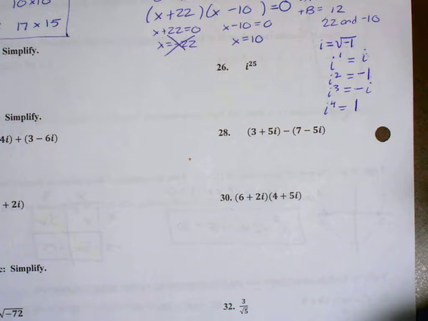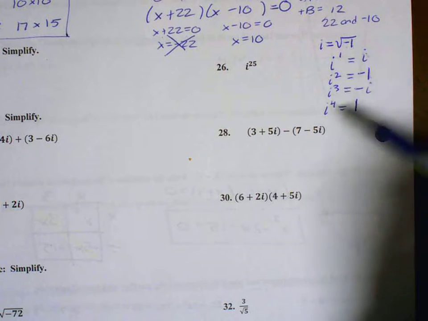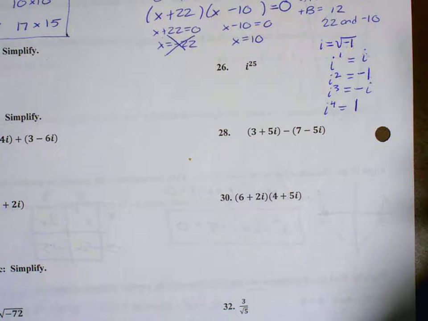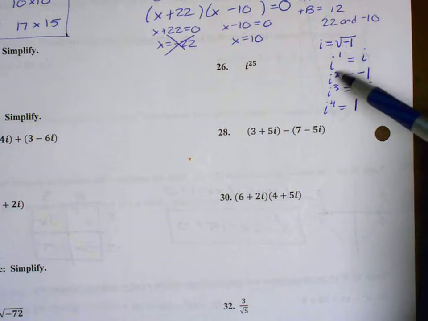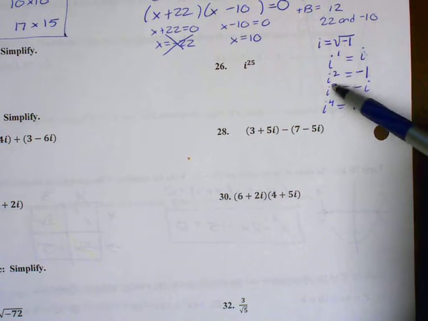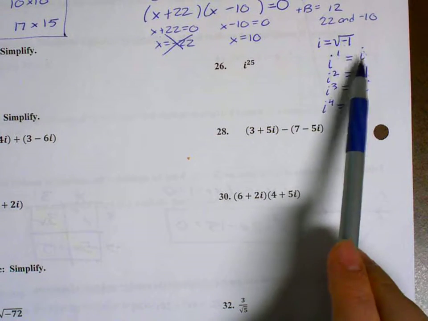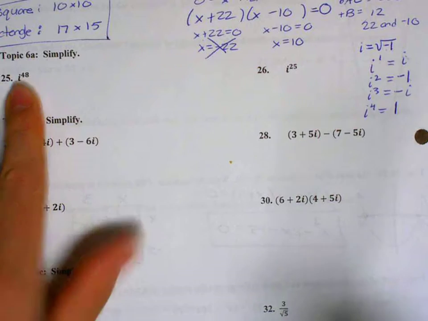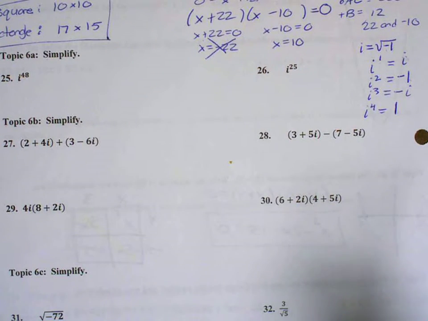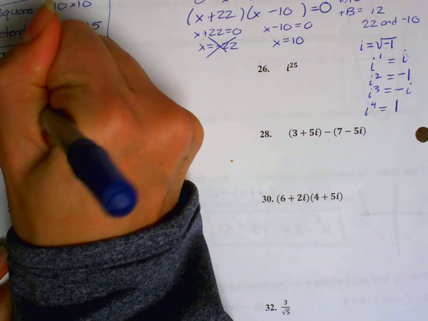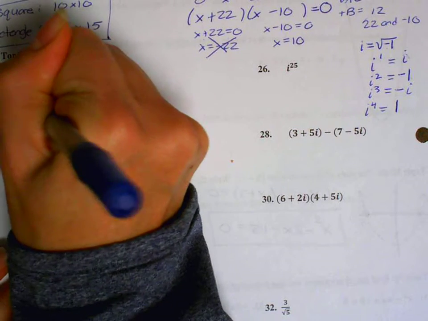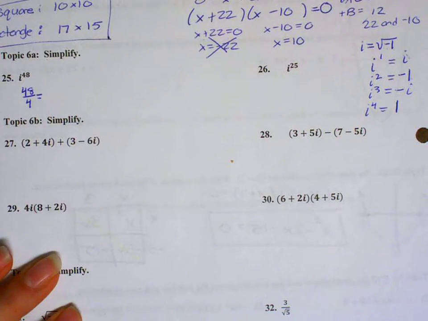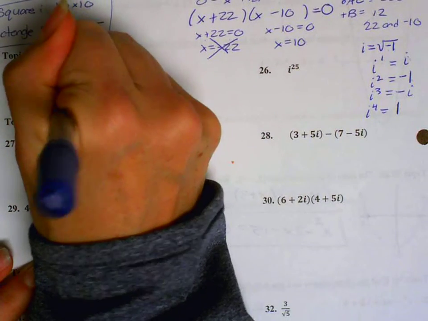So if I had a small enough number, I could actually write these on my paper and go through. Say I had i to the 9, and I wanted to know what it equaled, I could say 1, 2, 3, 4, 5, 6, 7, 8, 9. And I would know i to the 9 equals i. But if I have bigger numbers like I do here for 48, you can't count 48 times. So the way I can do this is, again, everything's in groups of 4. So I'm going to divide by 4. And when I divide 48 by 4, I see that it's 12 with no remainder.